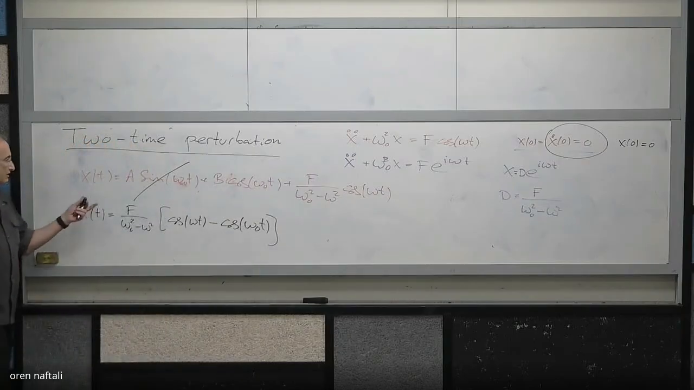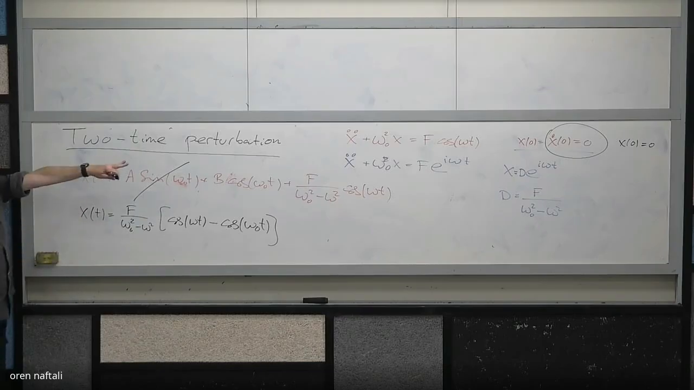And clearly when t equals 0, it is 0, and the derivative is also 0, so everything is fine. Okay? This is the most generic solution of this equation. Now, this is a general solution, and the question is what happens as omega approaches omega naught.